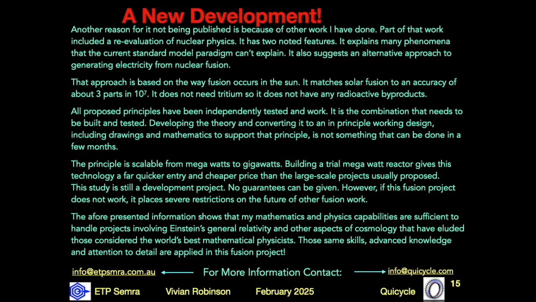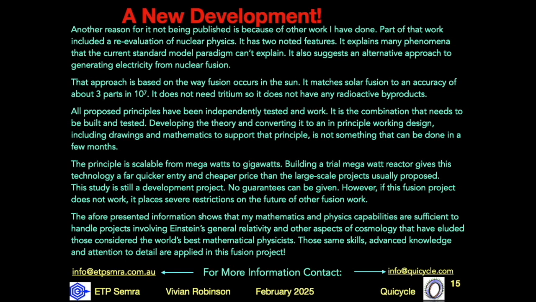It matches solar fusion to an accuracy of about 3 parts in 10 to the 7. It does not need tritium, so it does not have any radioactive byproducts. All proposed principles have been independently tested and work. It is the combination that needs to be built and tested. Developing the theory and converting it to an in-principle working design, including drawings and mathematics to support the principle, is not something that can be done in a few months.